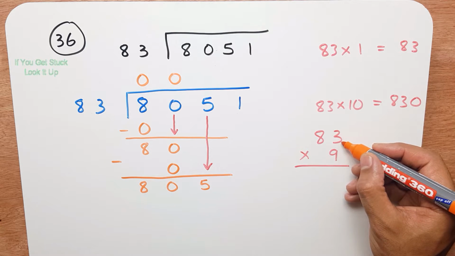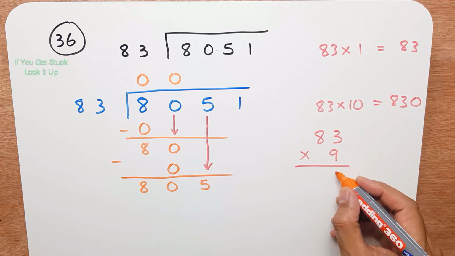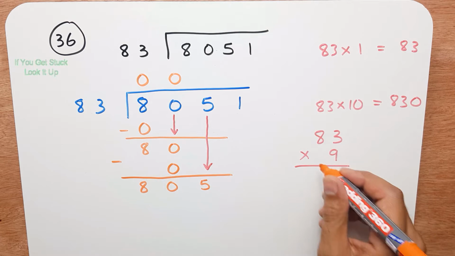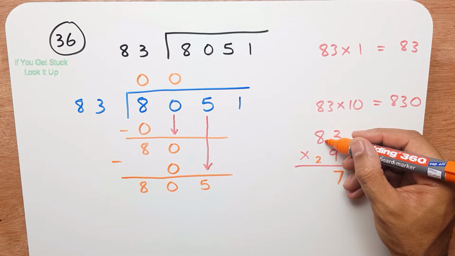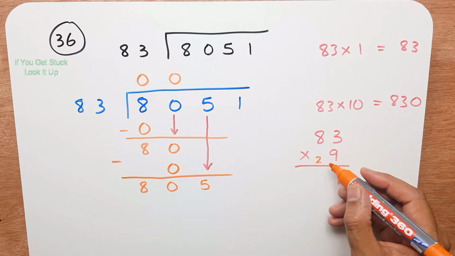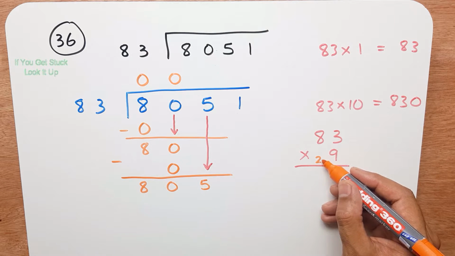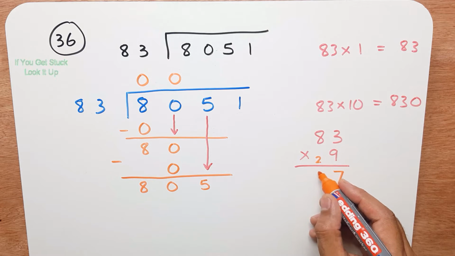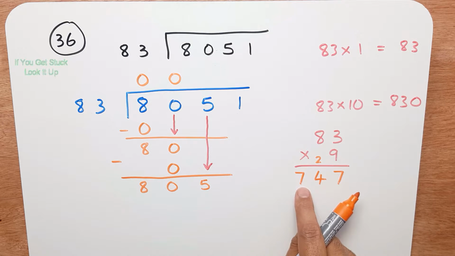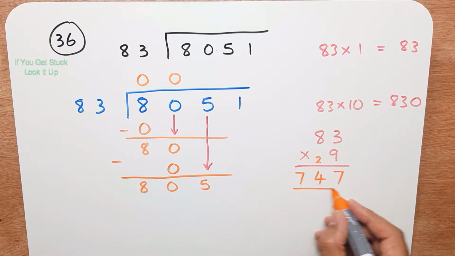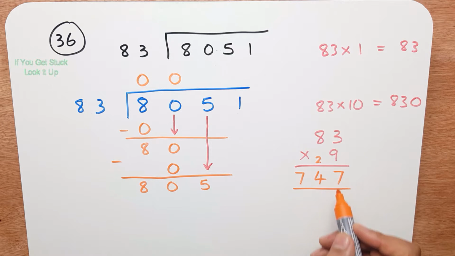9 times 3 is 27. I'm going to put the 7 down and carry the 2 over. 9 times 8 is 72. Plus this 2 that I've carried over is 74. So I'm going to put the 4 down and carry the 7 over to the next column. I can write that straight down because I've finished there. So my answer is 747.